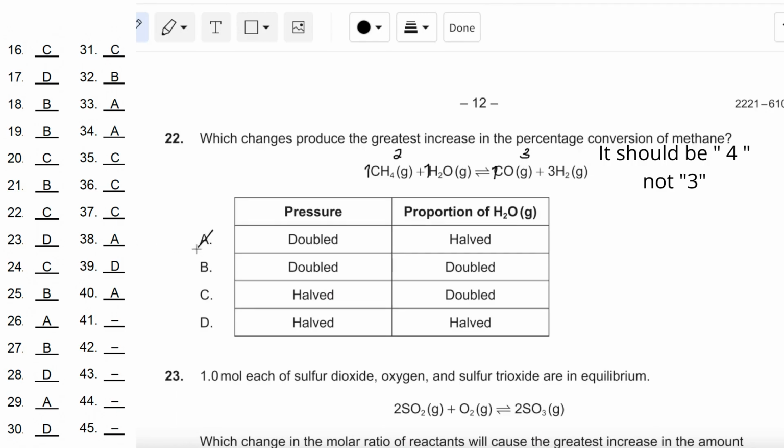It means A and B are not the answer. Either C or D. But what about H2O? The concentration of the other reactant should be doubled. It means water will increase the proportion of methane that reacts. The more water, the more methane will be converted into CO and H2. And the answer will be C, not D.